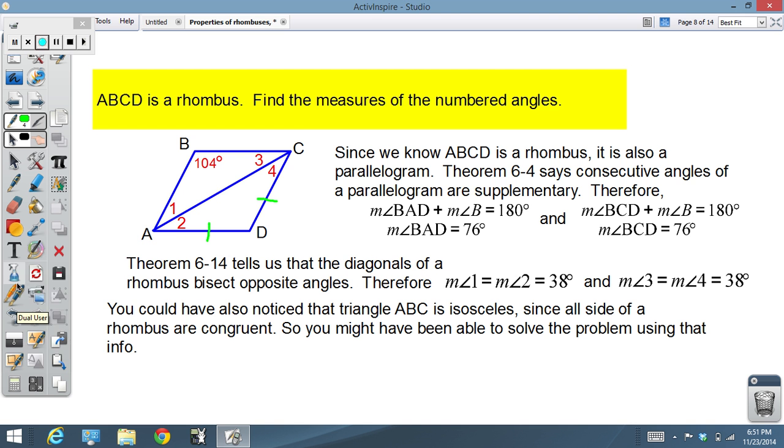All right. In general, we could have solved this the way we did a couple chapters ago, by looking at base angles of isosceles triangles as well. Remembering, of course, that if this is 104, opposite angles of any parallelogram also have to be 104. A couple ways to do that one.